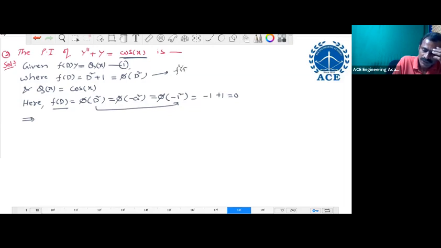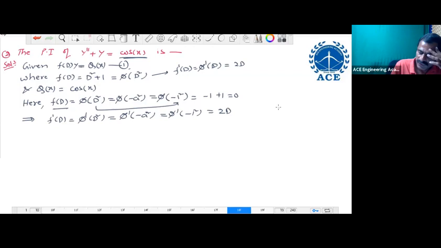Its derivative is f dash of d equal to phi dash of d equal to 2d. So f dash of d equal to phi dash of d square equal to phi dash of minus a square equal to phi dash of minus 1 square equal to just 2d. There is no d square to substitute minus 1 in place of d square. If d square is present, then only we replace it with minus a square. If d remains, we never substitute anything. So replace d square with minus a square and d remains the same. And this is not equal to 0. So stop, like the previous one.